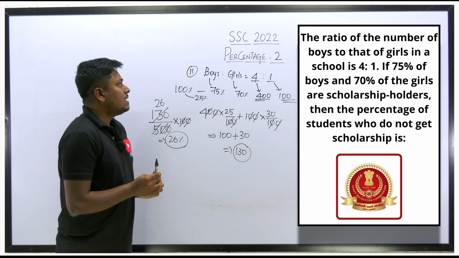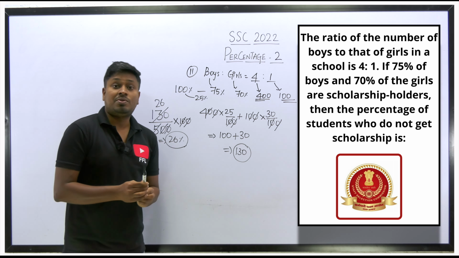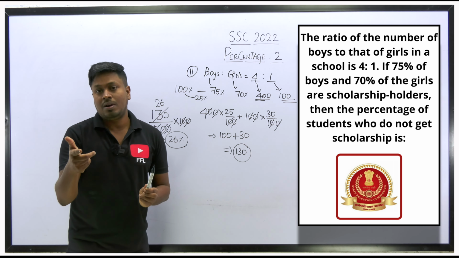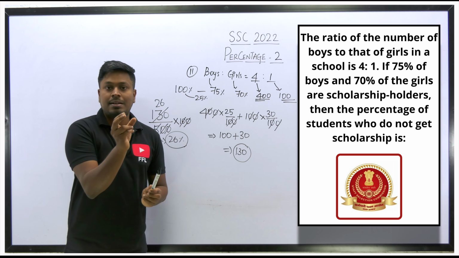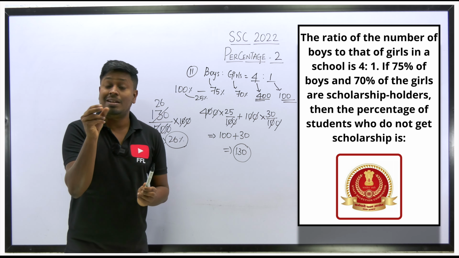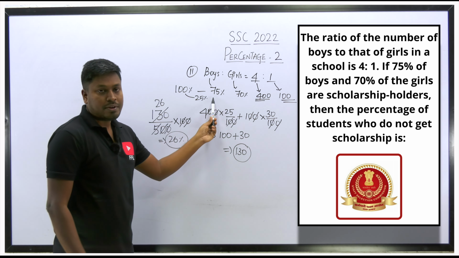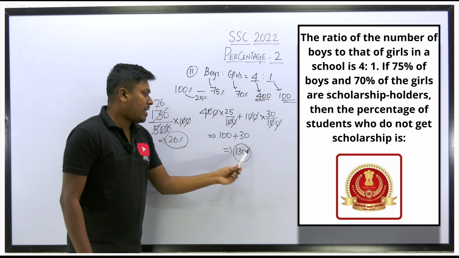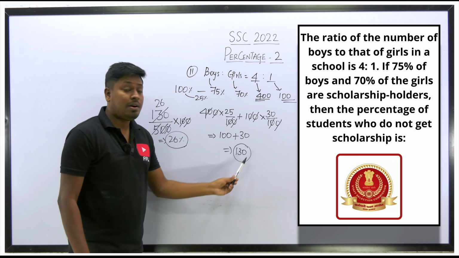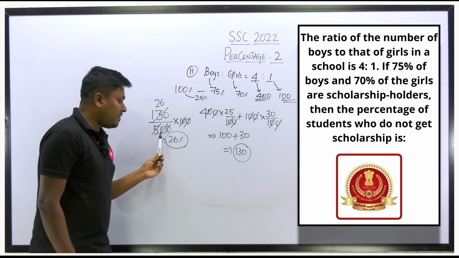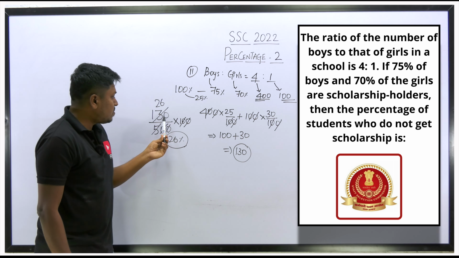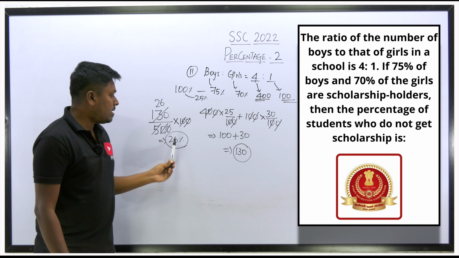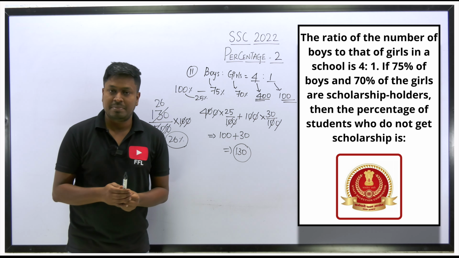So friends, got it? The values they have given are for scholarship students. Our target is to find students who did not get the scholarship. So from the total 100%, we have subtracted the scholarship percentage, that is 75. So the resultant will be 25, and the resultant will be 30. So the final is 130 students who did not get a scholarship. So out of total 500 students, 130 students did not get a scholarship, so we need to find a percentage. So into 100, the resultant will be 26%.